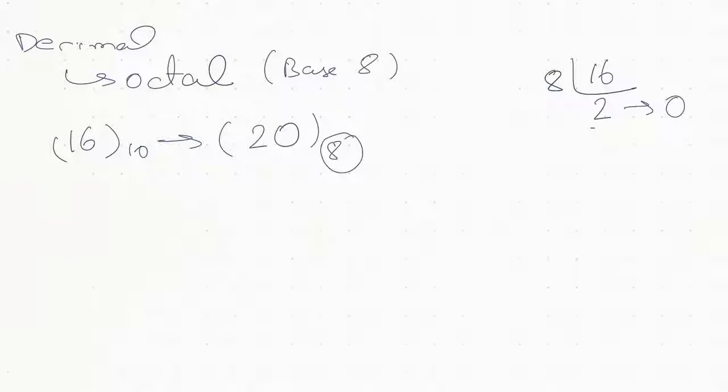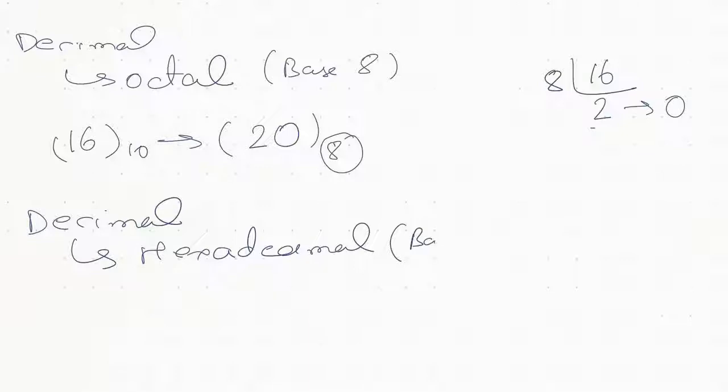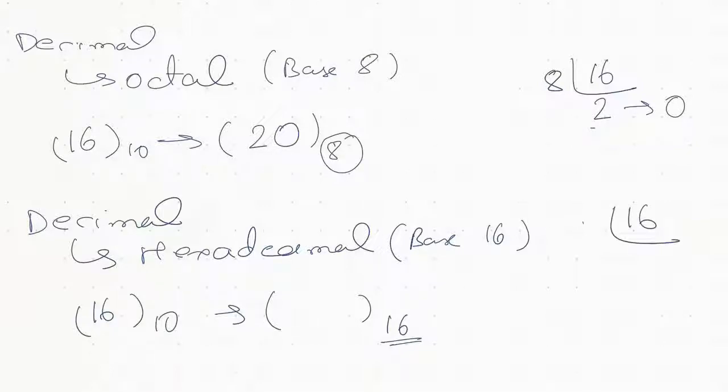Let us try and find the representation for hexadecimal also, that means base 16. If I'm given this particular number 16 and I want to convert it into an equivalent hexadecimal number, again, as we are converting into base 16, what we need to do is divide by 16. 16 times 1 is 16 and the remainder is 0, so it is equivalent to 1 0.